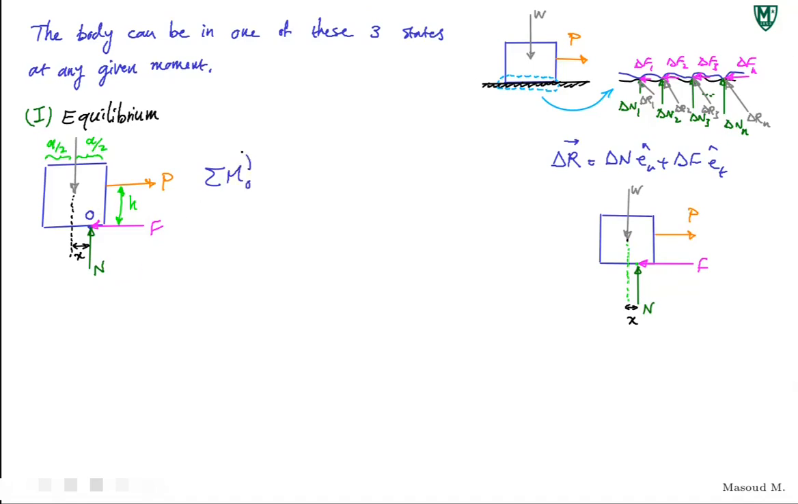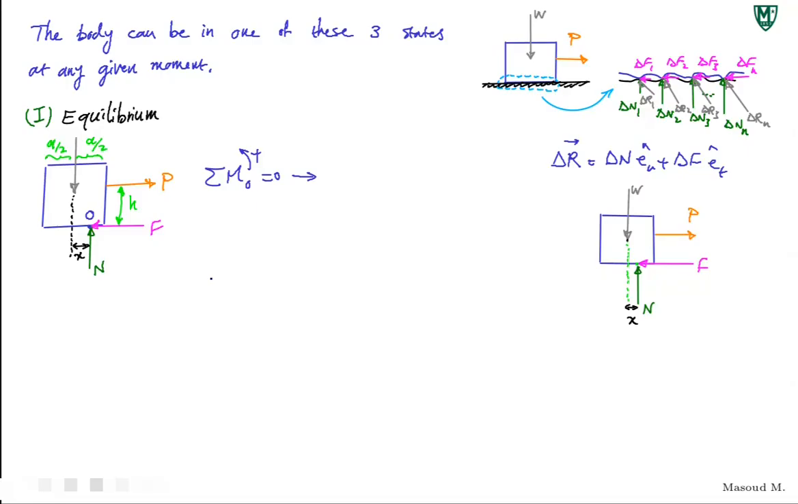If I find the moments about point O, let's take this as positive, right? F passes through O, N passes through O. So F and N are out of the picture, right? We said it's friction. We don't really actually know how much that is. When we're in equilibrium, friction is an unknown value.